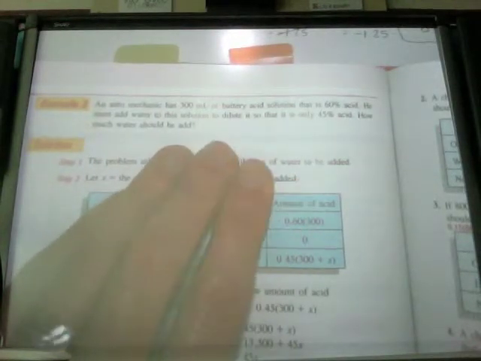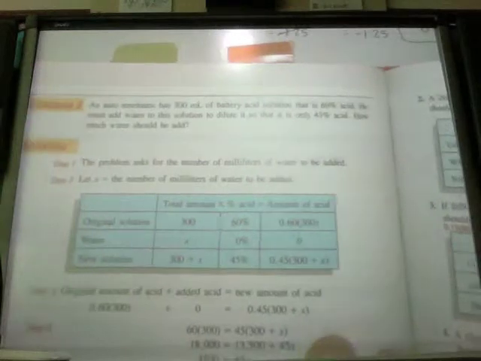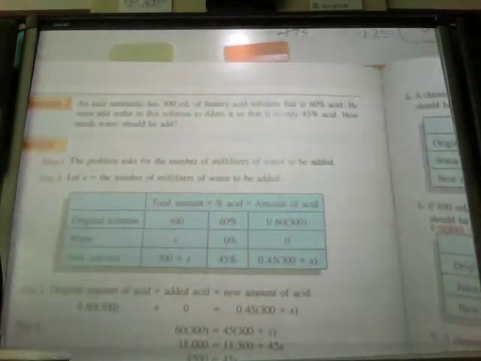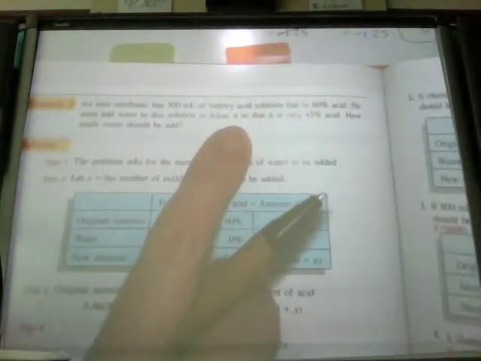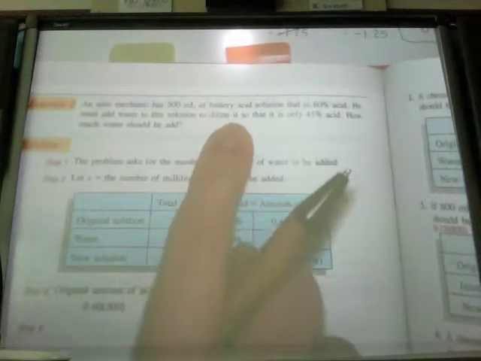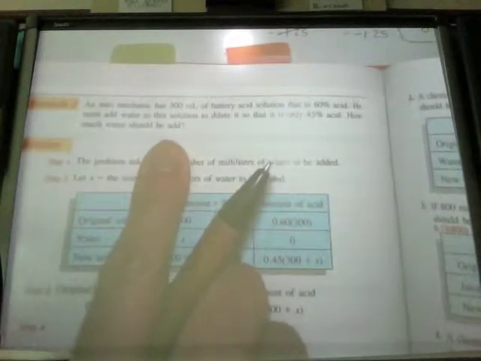An auto mechanic has 300 milliliters of battery acid solution that is 60% acid. So this solution is 60% acid. He must add water to this solution to dilute it. Okay, otherwise it's going to eat away your car battery. So that it is only 45% acid, how much water should he add? We need it to have a percentage solution.